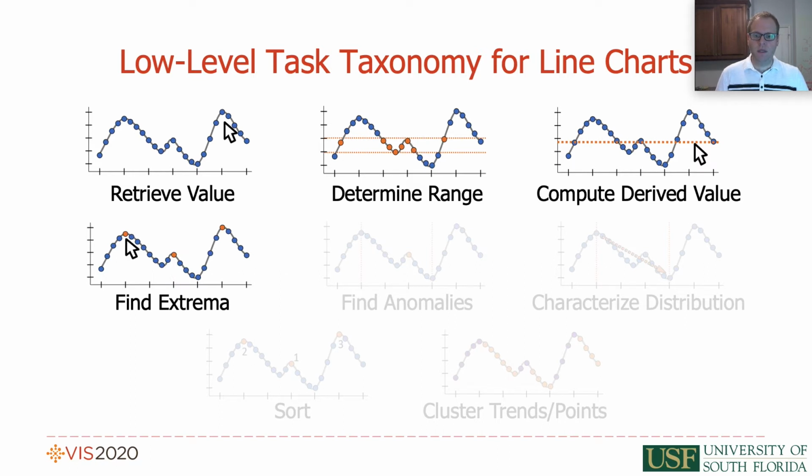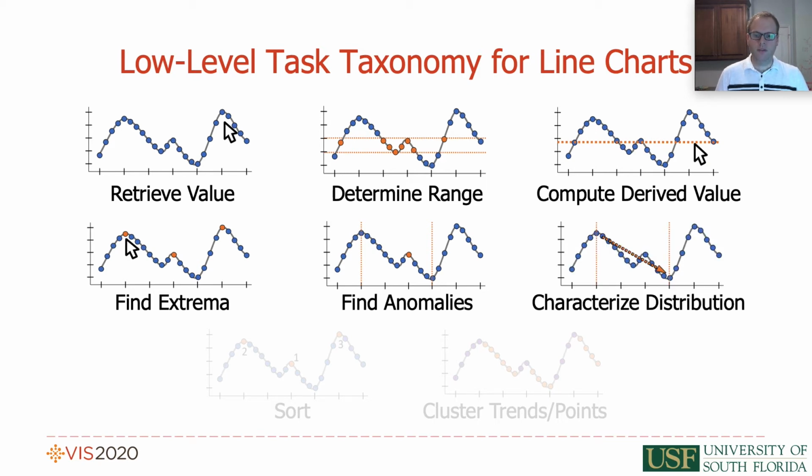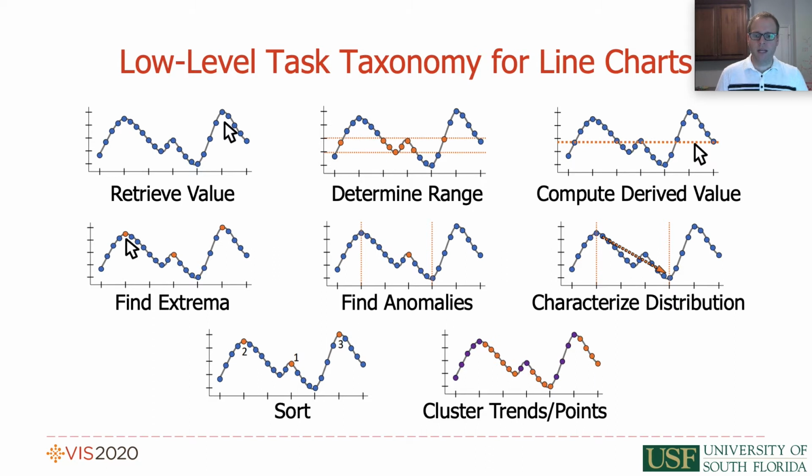Finding extrema, which has the user identify peaks or valleys in the data. Finding anomalies, which has the user identify points that disrupt a trend. Characterizing a distribution, which has the user summarize a trend in the data. Sorting, which has the user order data by their relative values. And finally, clustering trends or points, which has the user grouping similar data together.